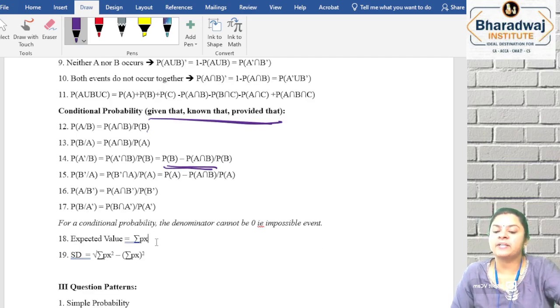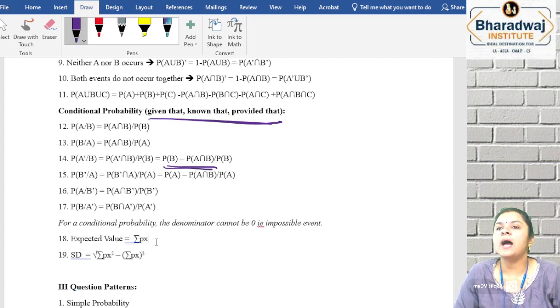And the last, expected value is equal to sigma px. And standard deviation of the probability distribution is given as root of sigma px square minus sigma px the whole square. And variance, we all know the rule already. Variance is equal to SD square.